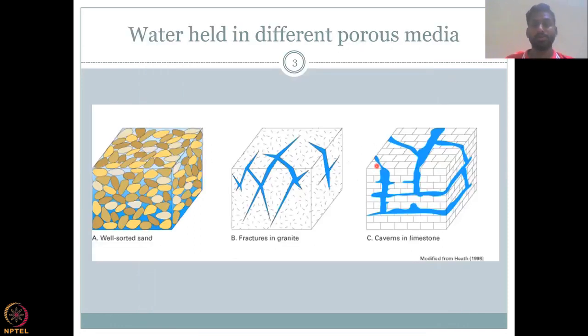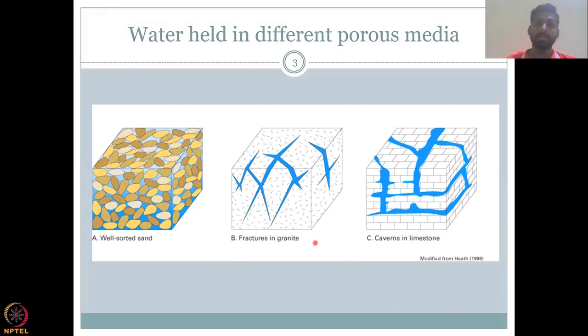Moving on, it is noticed that water is held in different units. So you have well-sorted sand in the first figure, A, where water enters into the pore space and fills the full stretch of the pore space. Then you have fractures in a granite aquifer. The first was a sand aquifer where it's well sorted, whereas figure B is a granite with a lot of fractures, and in between the fractures water is stored.